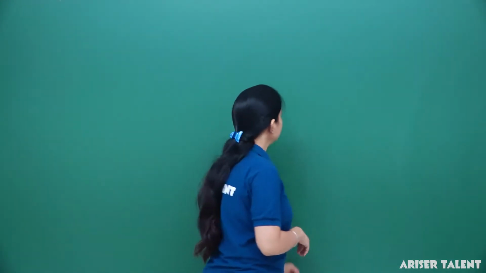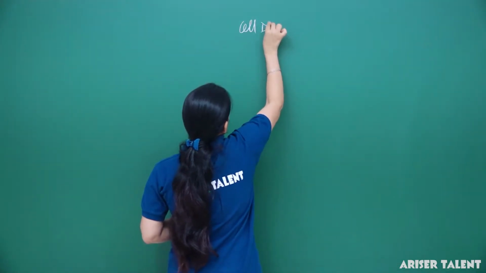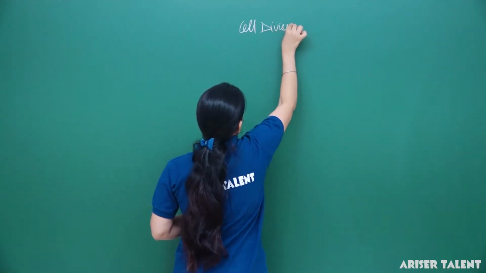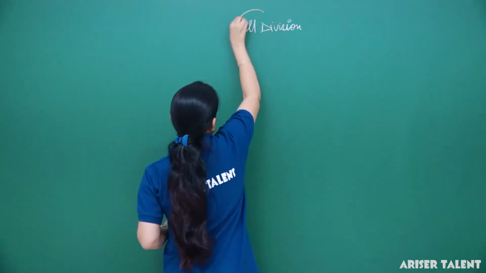As you know, we are studying the important chapter of biology, that is cell, in which we have studied cell division in our previous lecture, in which we talked about mitosis. Now we are going to talk about the same topic, cell division, but in this lecture we will talk about meiosis. So here we go, cell division. In it we are going to talk about meiosis.